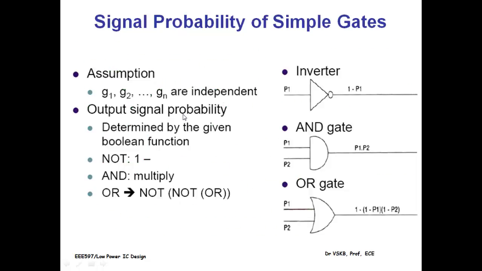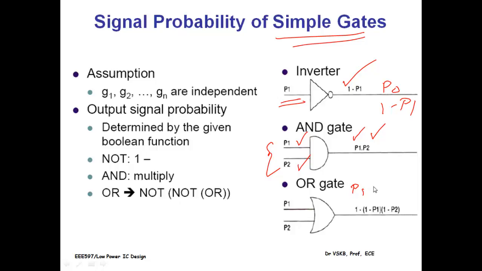We go for considering the simple gates. This is an inverter. If the input is P1, naturally the output is going to be at P of 0, which is 1 minus P1. And similarly, if it is an AND gate, we know both the probability of P1 and at the same time the probability of P2 happening, that would be P1 times P2 for the AND gate. And for the OR gate, either P1 could be present or P2 could be present, and both can be present also at times. So I will have P1 plus P2 minus P1 P2 for your OR gate.